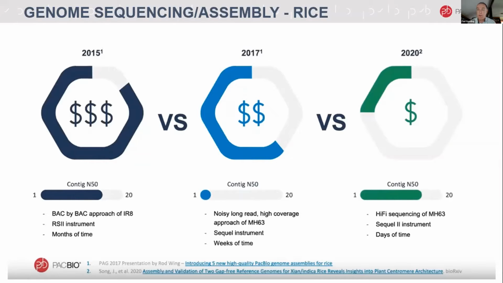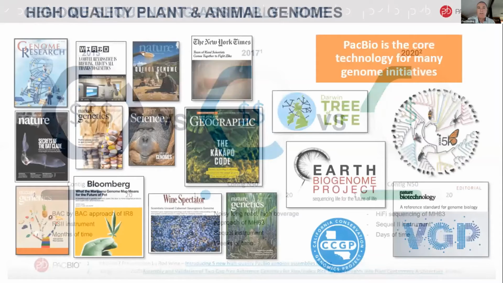Moving on to the Sequel 2 instrument, which has about 8 times the throughput of the Sequel. Again, using the HiFi sequencing now, where you've got very, very long, accurate sequencing. They've really cut down the dollars considerably and the time considerably, where within a few days, and I'll give examples of this as we go through, the speed that you can use and the accuracy to get this massively high contig N50 figure for the rice genome. So that's really how things have improved.